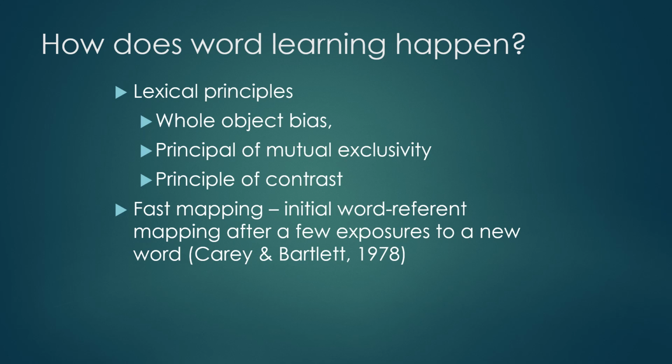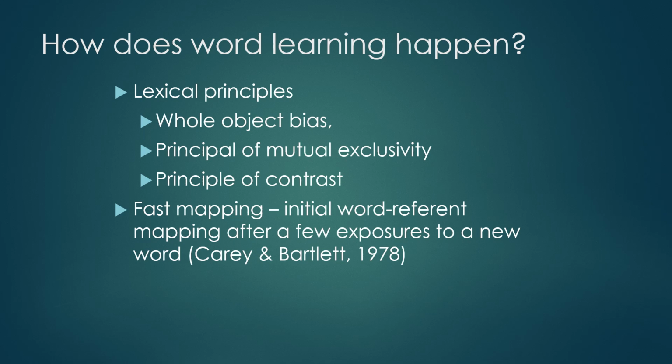So now that you know a bit about what a word is and how it's related to our concepts, we'll turn to how children learn words. There are some principles that seem to predict what kinds of words children learn and how they may learn them. The first is the whole object bias. Children tend to learn the names for objects before they learn the names for the parts of those objects, or adjectives that describe the objects.